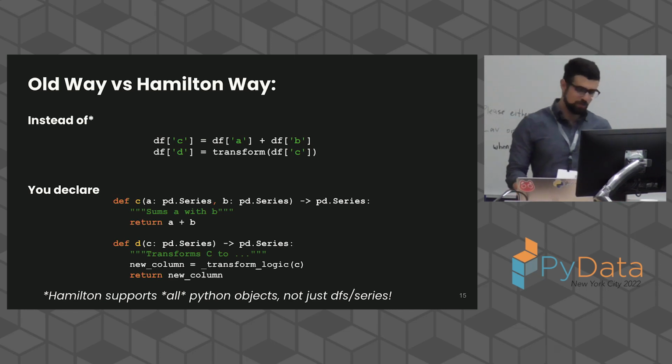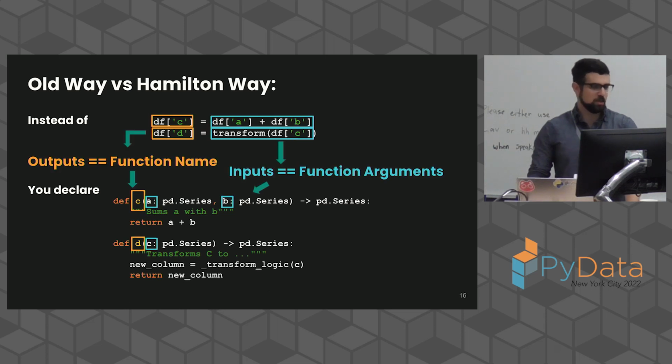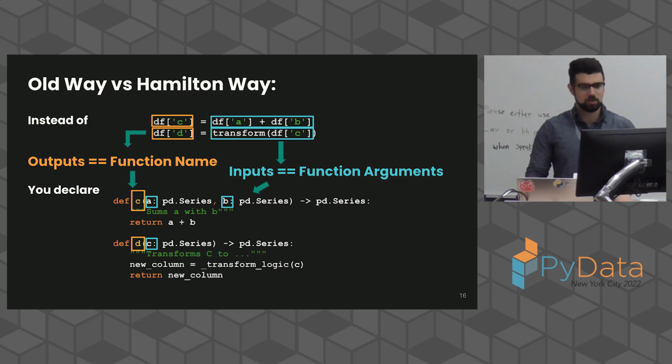Again, Hamilton supports all Python objects. We're going to say mostly data frame series for now, but it's very general purpose. So outputs are equal to the function name, and the inputs are equal to the function arguments. Does it make sense to everybody? Simple? Cool.